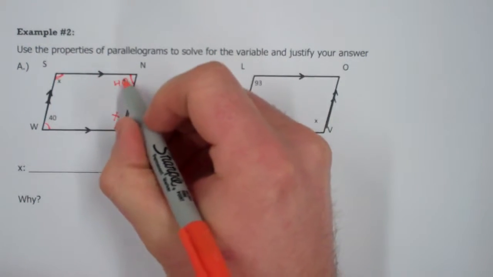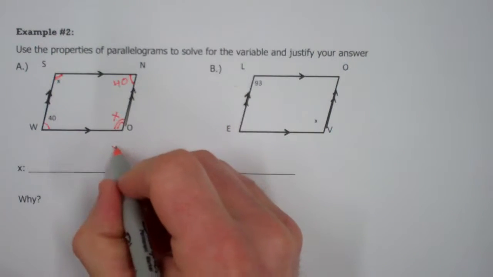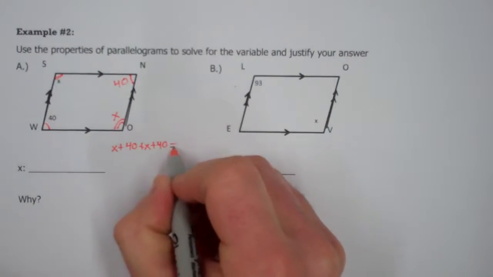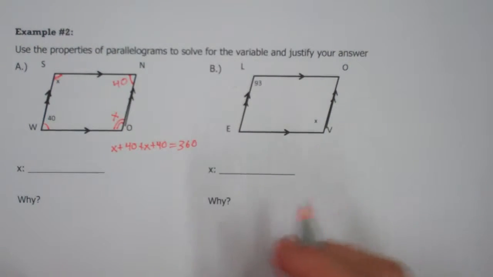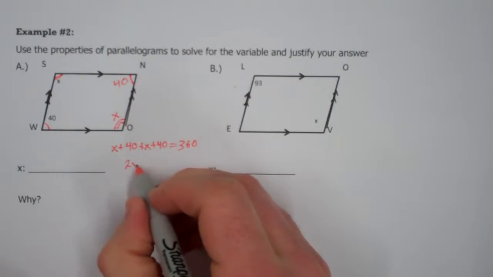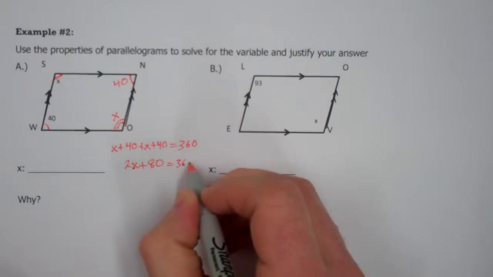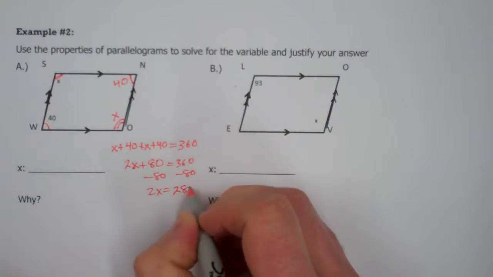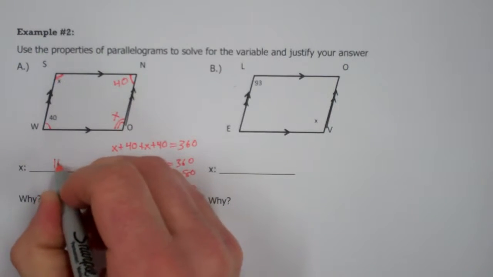This one's going to be 40. We also know that all four angles must add up to 360 degrees for any quadrilateral. You can form two triangles out of this thing. Each triangle would be 180, and there's two of them, so that's 360. Combining like terms, you've got 2x plus 80, since 40 and 40, is equal to 360, so we'll subtract 80, and that leaves us with 280. Divide by 2, and we find x to be 140.